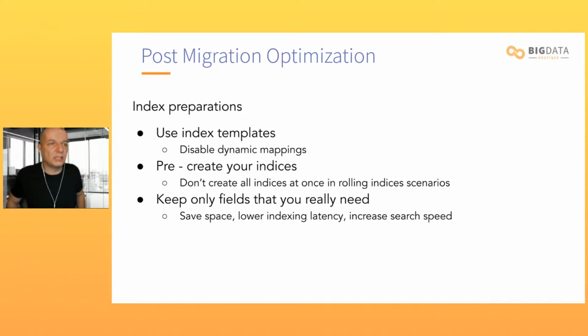We talked about dynamic mapping, so use index templates and pre-create your indices. One of the things, if you have a lot of indices, for example time-based data that will be created quickly in a given time frame, for example every hour, pre-create them so that the current master node on OpenSearch is not overloaded, and the queue of operations can smoothly process those. And save space, keep only the fields that you need.